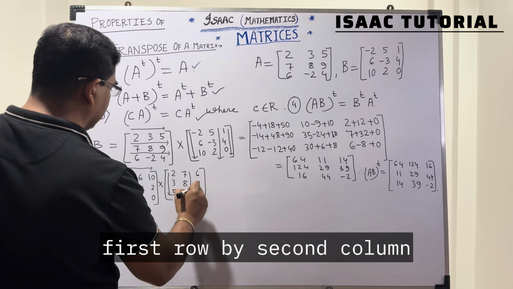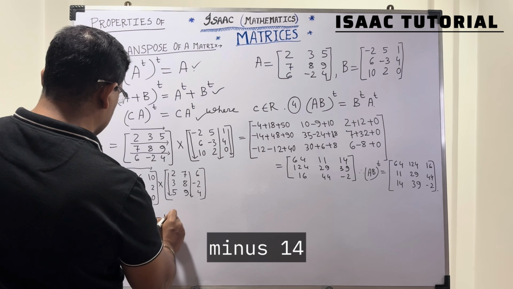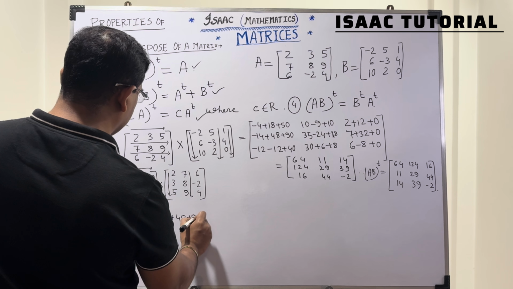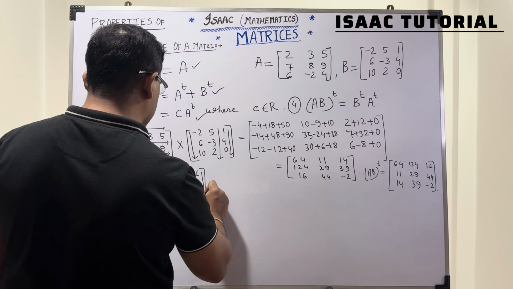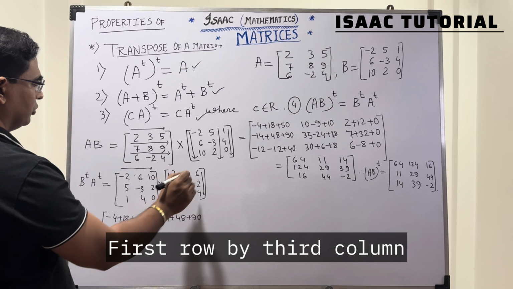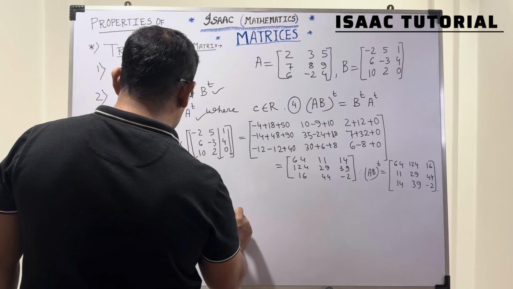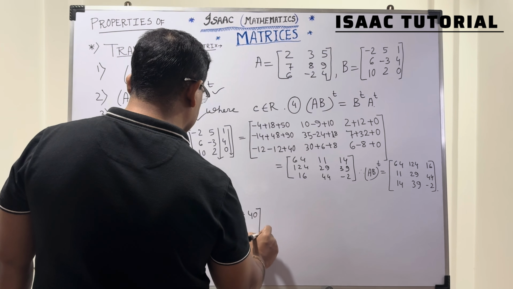First row by second column: minus 14 plus 48 plus 90. First row by third column, that is minus 12 plus 40.